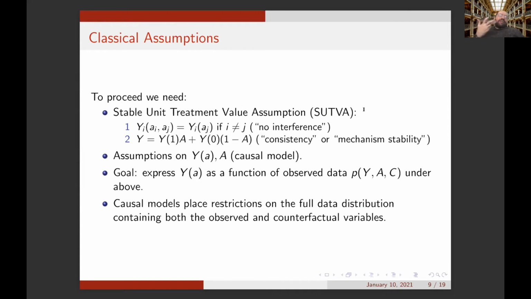The consistency assumption just says, roughly, that every variable is determined by a stable causal mechanism that doesn't care whether treatments were set counterfactually or set naturally. And then we make some assumptions on the relationship between outcomes and treatments. And the goal is to express some sort of counterfactual, representing a causal parameter of interest, as a function of the observed data.